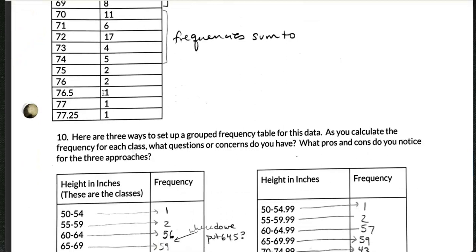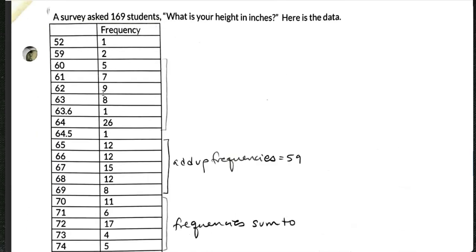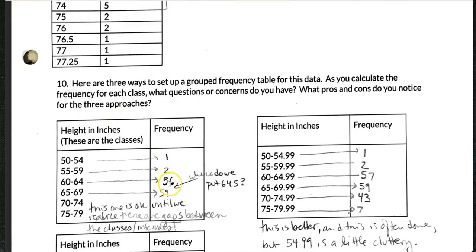And then 60 to 64, we need to add up all these people. So that's why I have this little mark right here. So 5 plus 7 plus 9 plus 8 plus 1 plus 26. Those are all the people we're adding up. We got 56. And you might think this is a really good setup until you get to the data value of 64.5, and then you're like, whoops, that one fell between the cracks. We don't know whether it should go in this category or in this category.